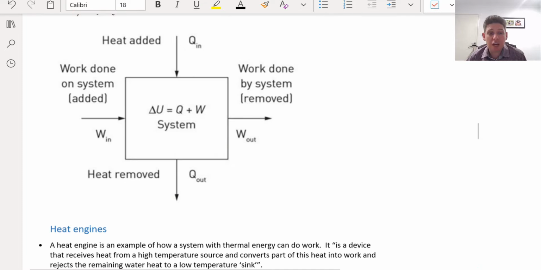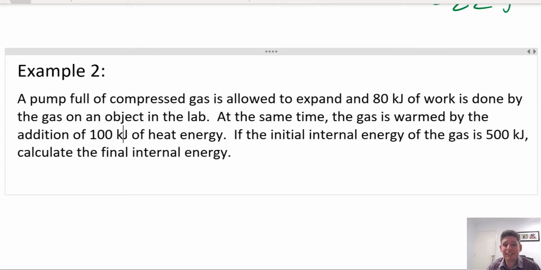So before I go through an example, just notice the direction of work and heat. Work done on the system is positive. Work done by the system is negative. It's leaving. This is entering. Heat added is entering, it's positive. Heat removed is negative.